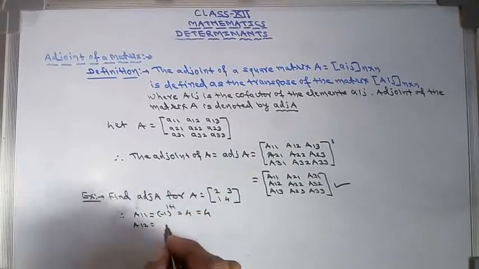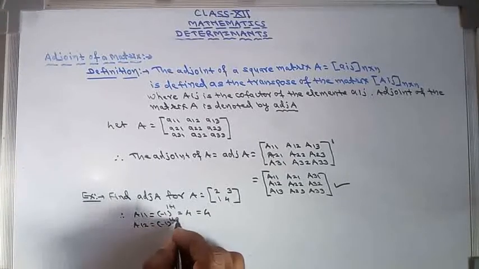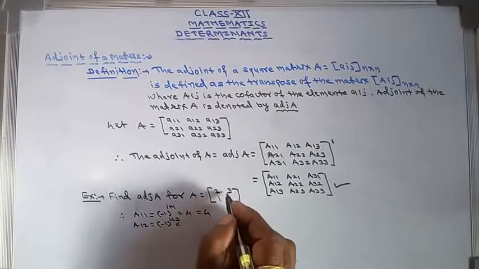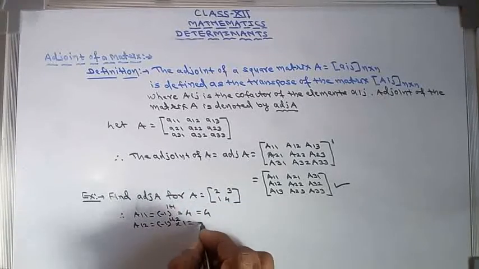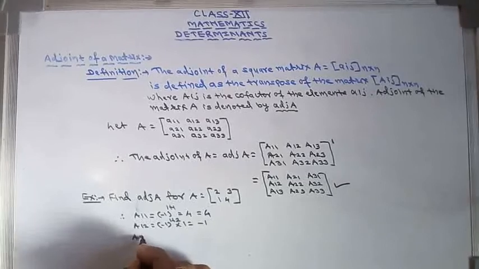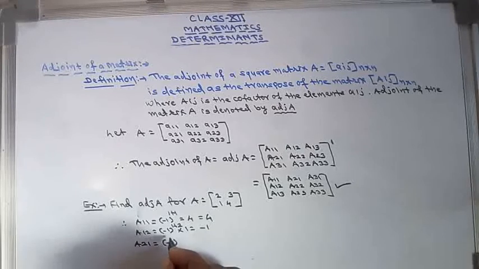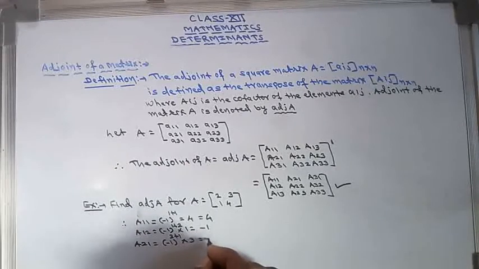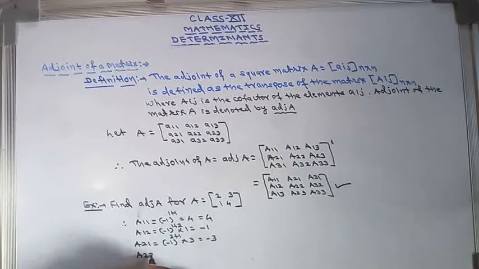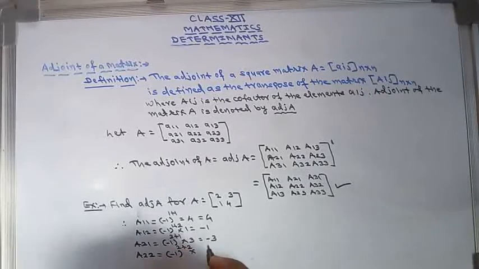A12, cofactor of this, minus 1 raised to the power 1 plus 2 into the cofactor of this A12, that is 1, so it will be minus 1. A21 equals to, this number, minus 1 raised to the power 2 plus 1 into this is 3, so it comes minus 2 plus 1, that is 3, so it will be minus 3. And A22 equal to minus 1 raised to the power 2 plus 2 into 2, that is 4, even number, so it is 2.